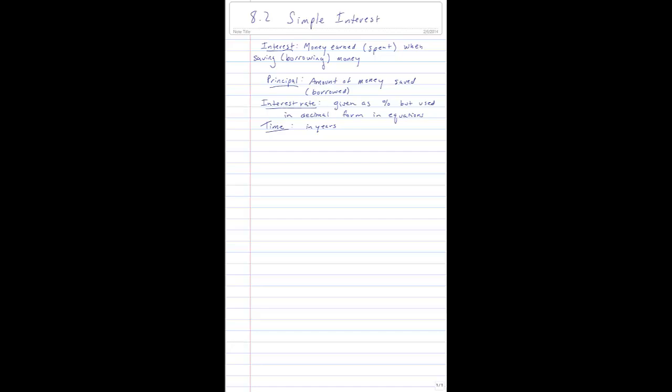The principal is the amount of money that you've saved or borrowed. Interest rates are usually given in terms of percent. However, in our calculations, in our equations, we're always going to be using them in decimal form. And finally, time is always given in years. So if you're given, say, 6 months, when you use this in a formula, you need to convert this to years. To do that, you simply divide by 12 months, because in 1 year there are 12 months. That's really the only thing you need to watch out for when you're dealing with time.